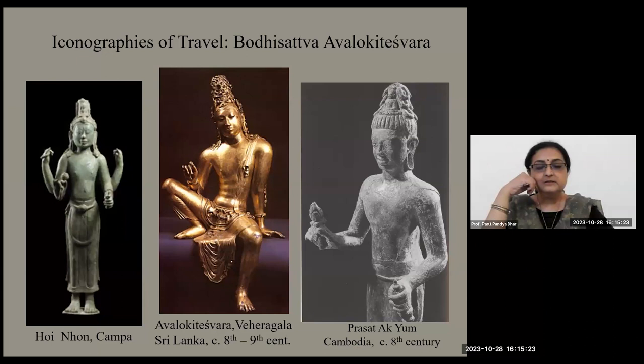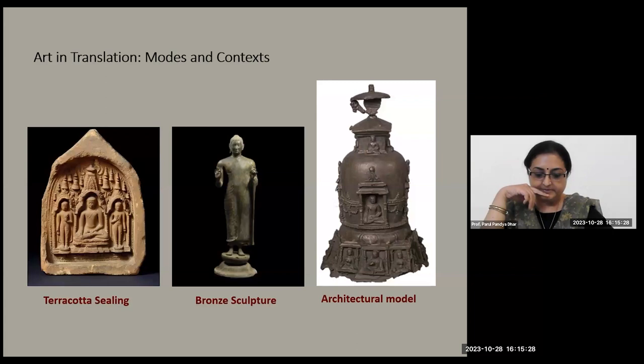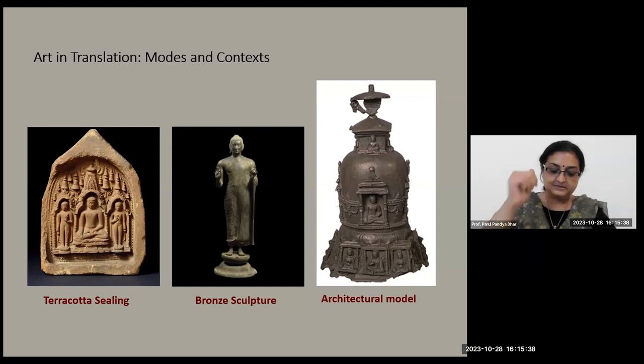So beyond the portable objects and the artifacts that we have been talking about, and the impact of texts, manuscripts, mythology, and prescriptions, the third very important aspect is the local imagery, beliefs, and practices in fashioning newer iconographies.